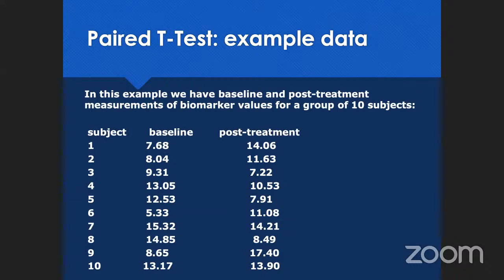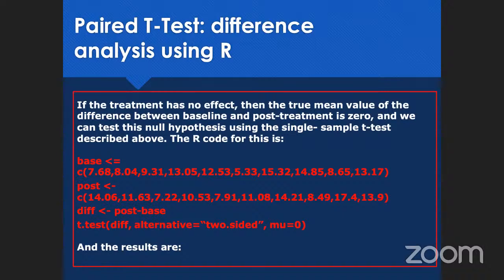An example of paired data includes, as we said, a number of subjects with their baseline measurement and their post-treatment measurement. This is an example also of the biomarker levels that we previously discussed. So if the treatment has no effect, then the true mean value of the difference between the baseline and the post-treatment is 0. And we can test this null hypothesis using the single sample t-test that was described before, coding this into our program.